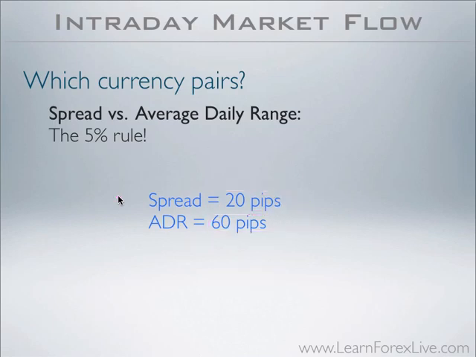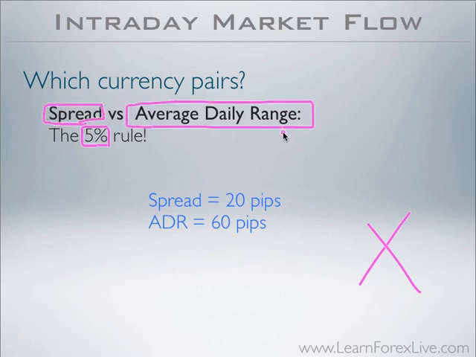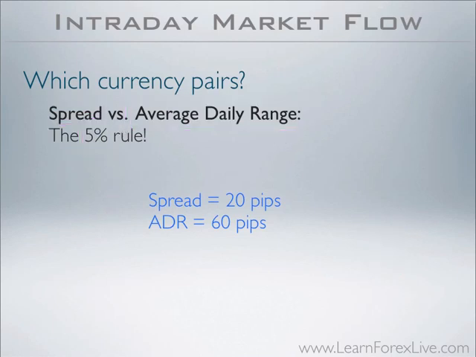Any currency pair with a spread versus average daily range ratio above 5% is a no-go. It's too expensive. You cannot pay more than 5% of the spread cost as per the average daily range, again from an intraday point of view. As an intraday trader, you should not pay more than 5%.